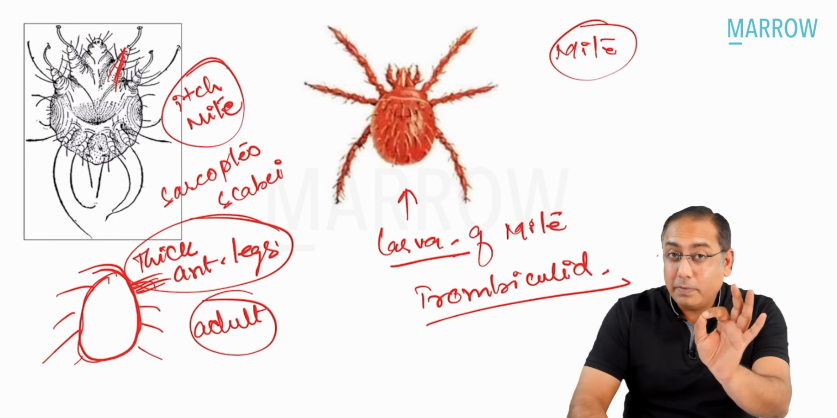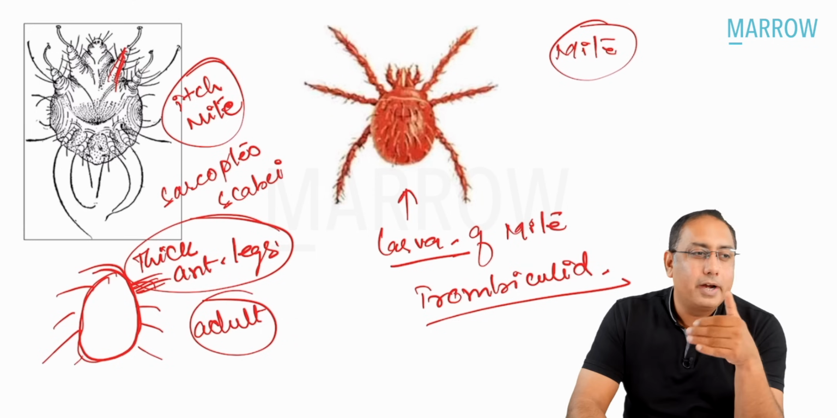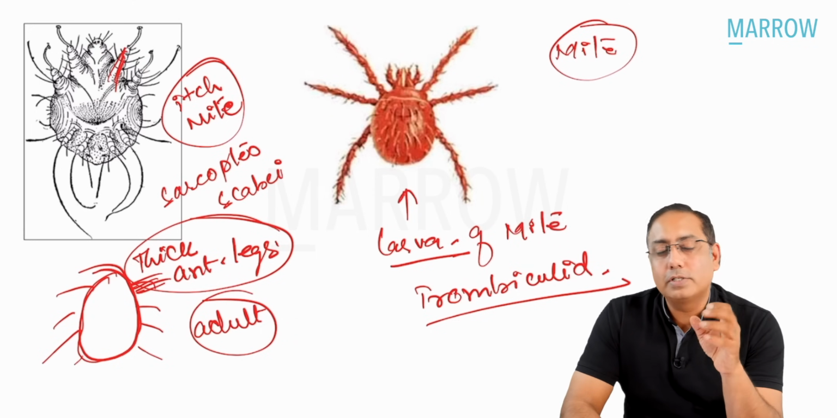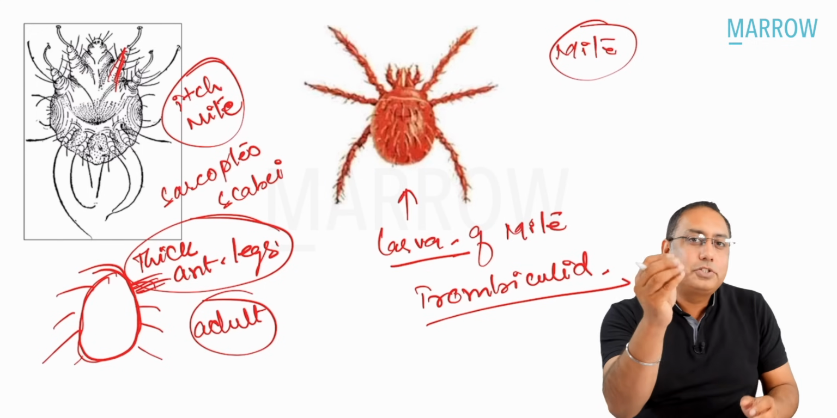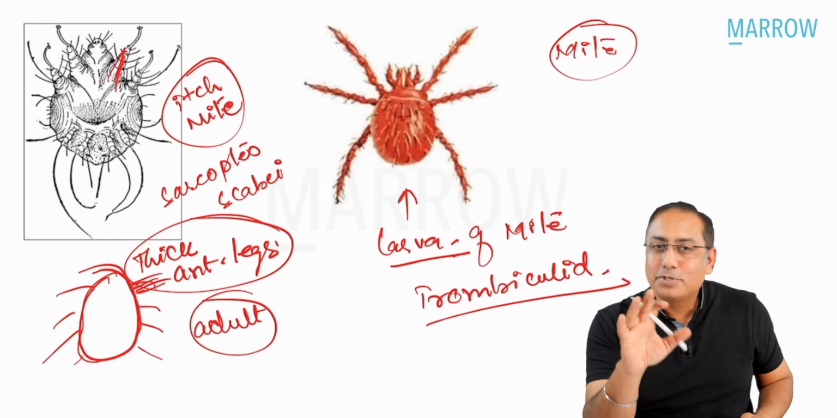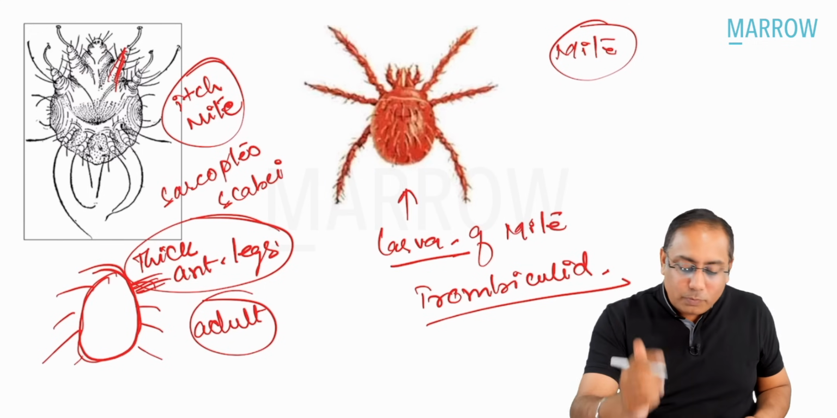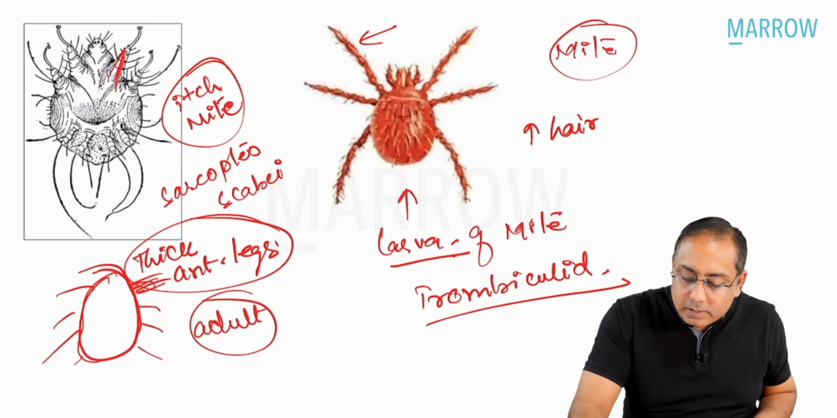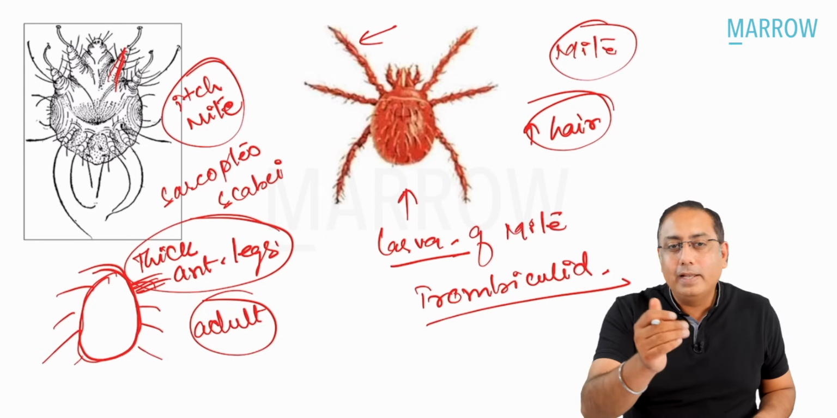The difference between them is very small, which I don't know if you will ever be able to appreciate in your exam, because it's a computer based system. You can't touch the mite and see, right? Of course nobody is going to ask you to touch the mite, but what you see over here, the mite will always have a lot of hair. There is a lot of hair on the body, on the legs also.